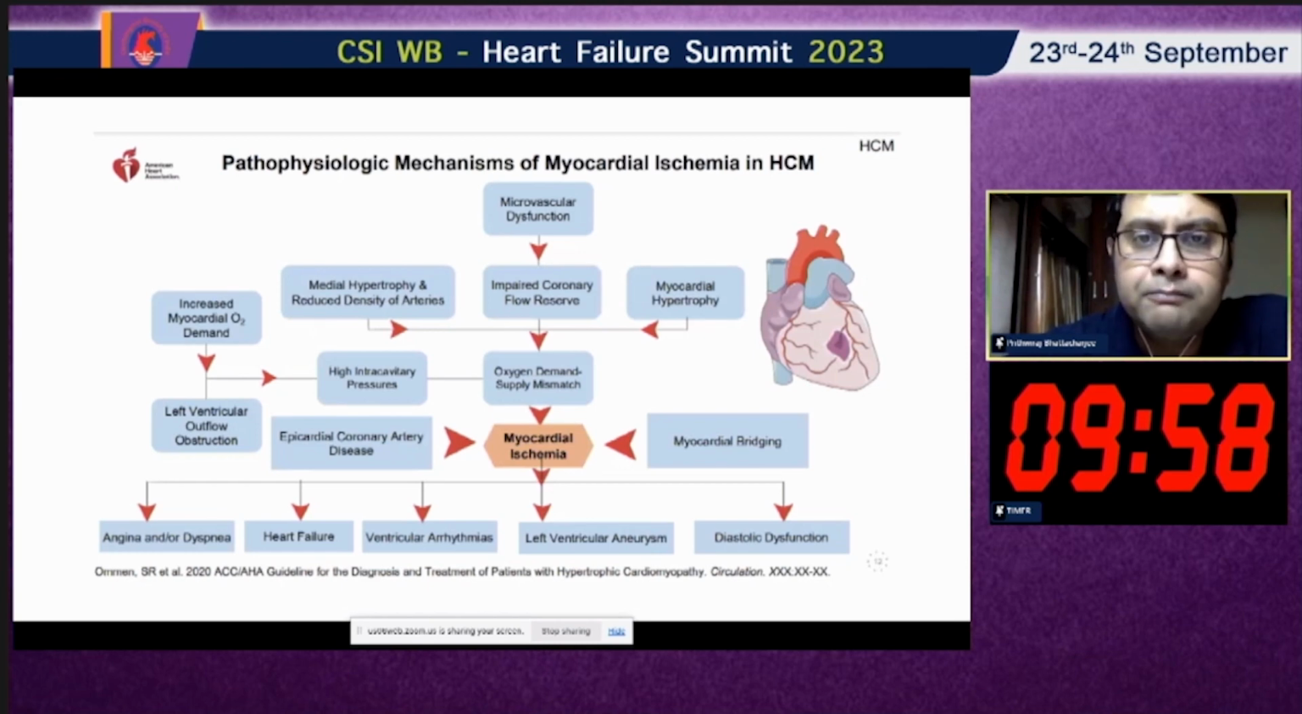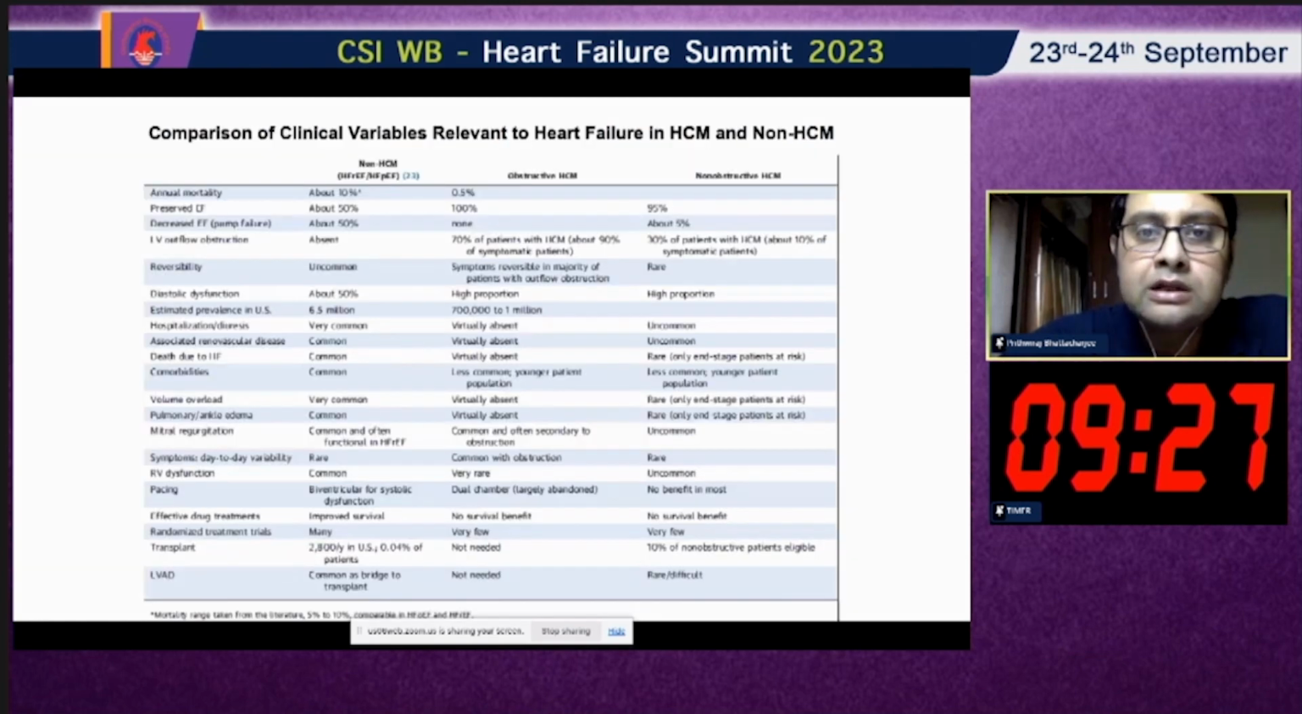Now, the pathological mechanism of myocardial ischemia: there is also microvascular dysfunction, giving rise to reduced density of arteries due to medial hypertrophy and impaired coronary flow reserve. Myocardial hypertrophy gives rise to oxygen demand-supply mismatch, giving rise to myocardial ischemia. There are symptoms of angina, heart failure, sometimes ventricular arrhythmia, LV aneurysm, and diastolic dysfunction.